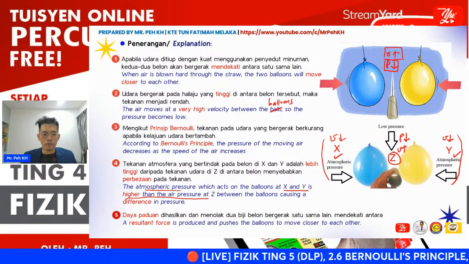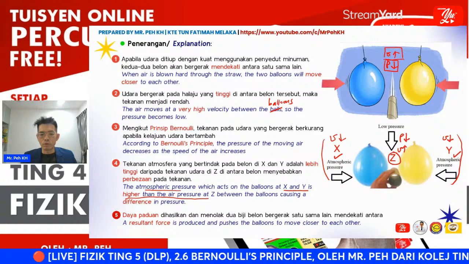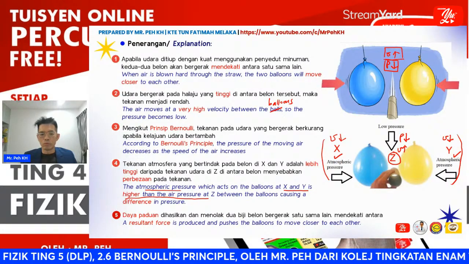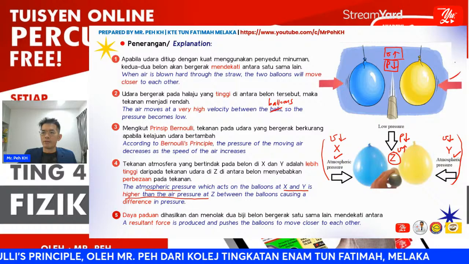Okay, so a resultant force is produced and pushes the balloons to move closer to each other. You can just look at the arrow here.